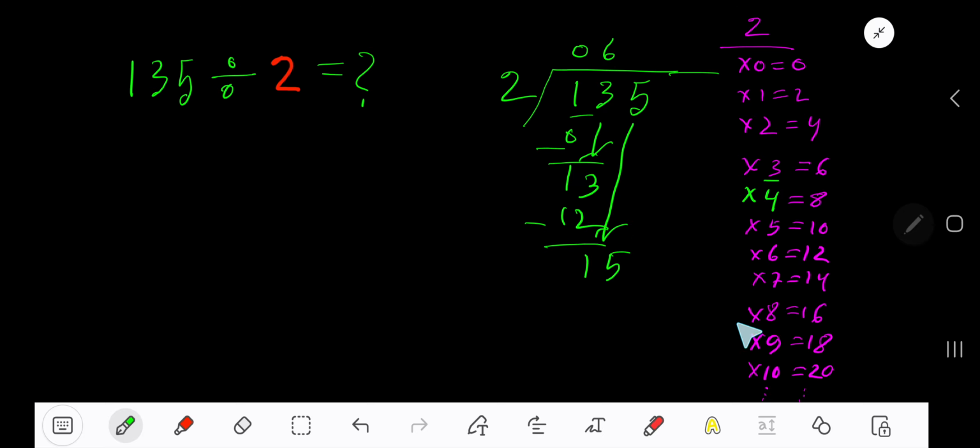2 goes into 15 how many times? Look, 8 times 2 is 16, which is greater, so 7 times. 7 times 2, 14. Subtract 1. So our answer is 67, remainder 1.